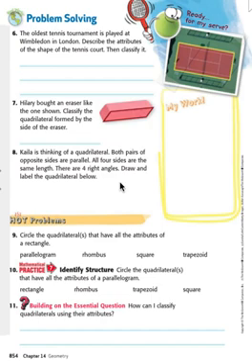Hi everybody, we're now on page 854, which is the last page of this lesson. Okay, let's look at the problem solving number 6. The oldest tennis tournament is played at Wimbledon in London. Describe the attributes of the shape of the tennis court and then classify it.